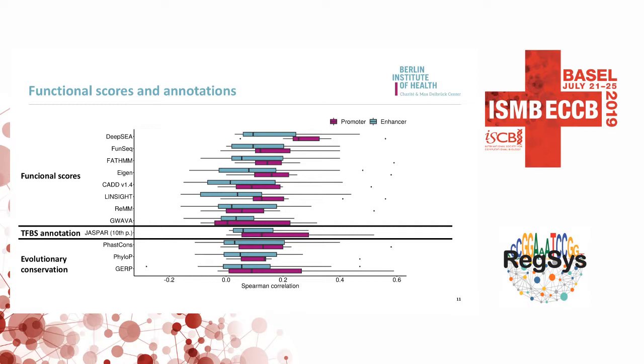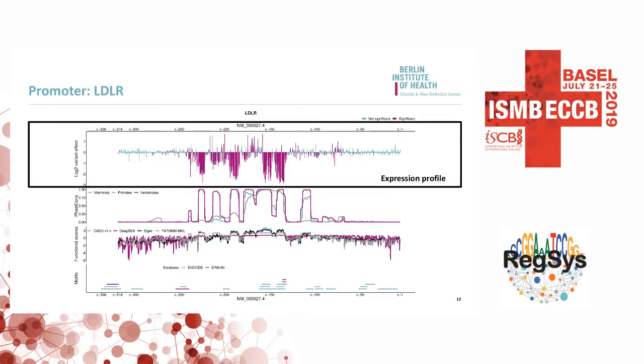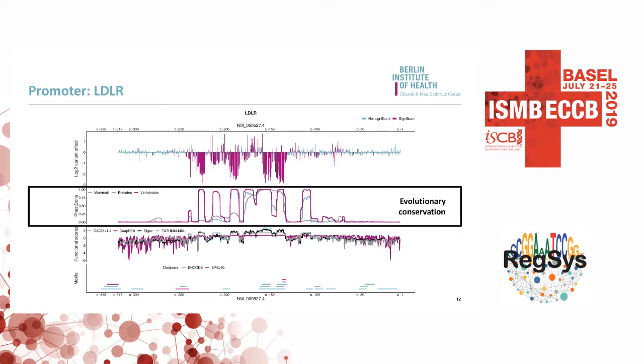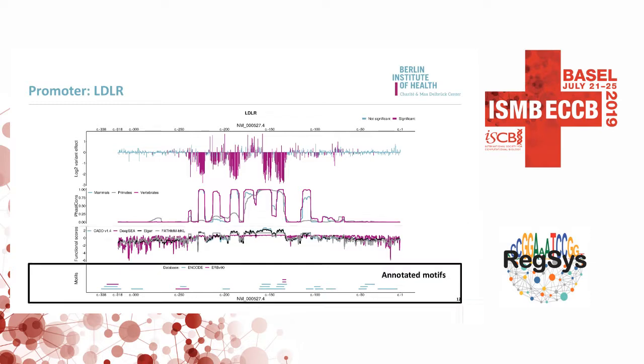I'll show you 2 example elements, one where these scores work really well and one where they do not really work well. One example is the promoter LDLR. On top, we have again the expression profile. It looks really similar to TERT. We have the blocks and the activating mutations here. We have the conservation scores, phastCons here, across different types: mammals, primates, and vertebrates. For functional scores, I plotted 4 of them, like CAT or DeepSea. And finally, I went to ENCODE and the Ensembl regulatory build and plotted what transcription factor motifs are known in this region.